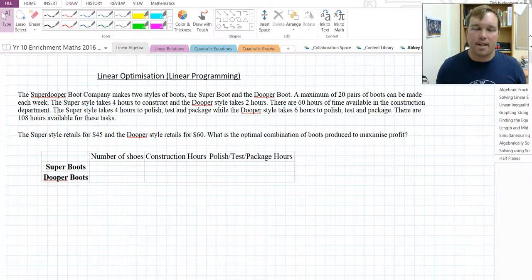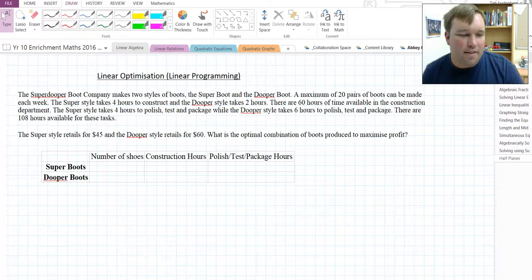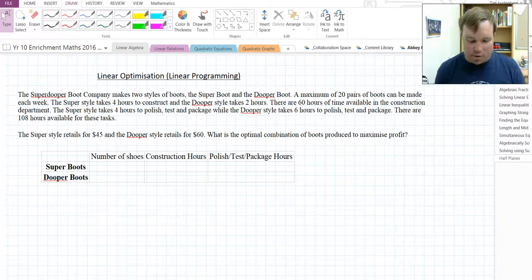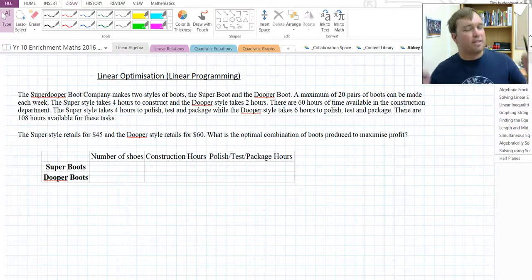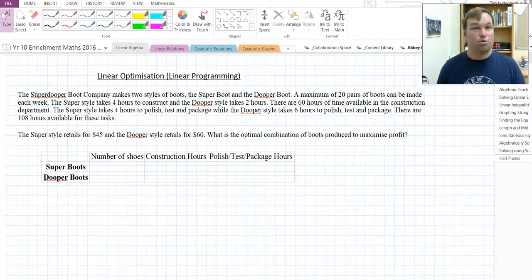Hello Year 10s, today we're going to look at linear optimization, otherwise known as linear programming. Now this is an amazing use of linear inequalities, and while I'm not going to insult you and say these are real life examples, our first one involves a super duper boot company. For example, this skill in mathematics is used in real life to determine optimal outcomes.